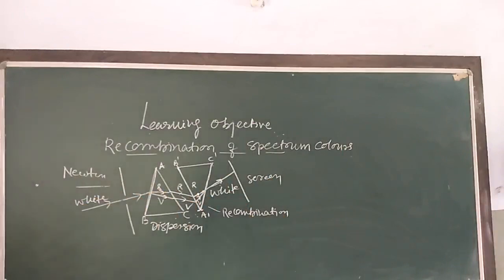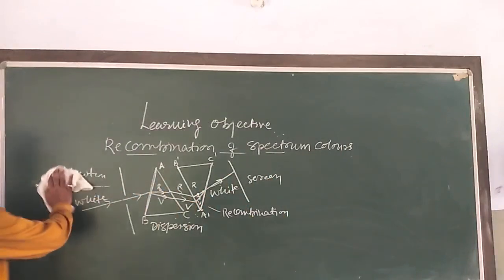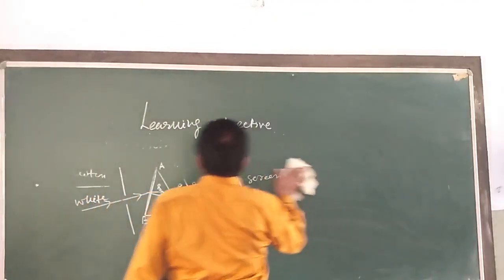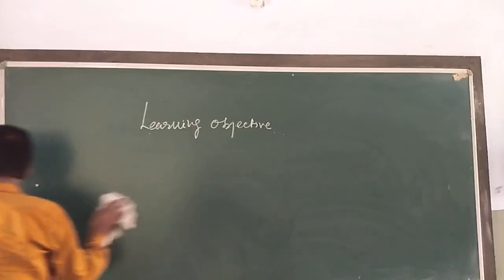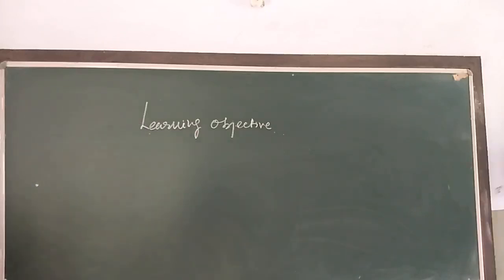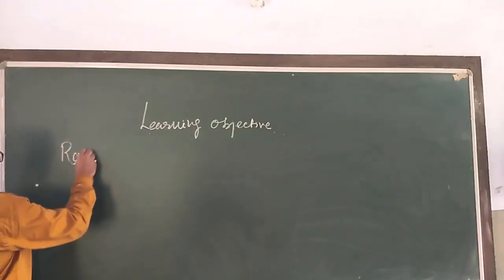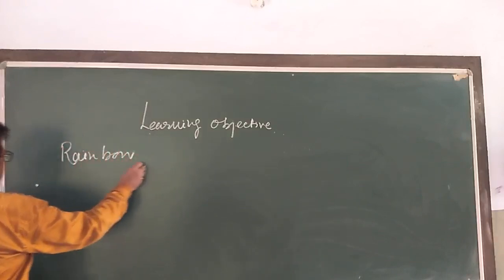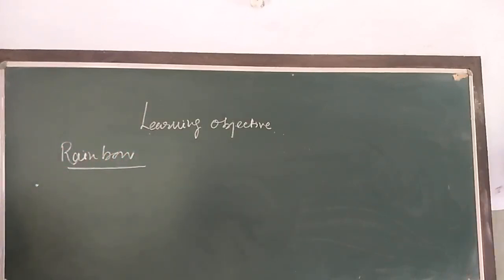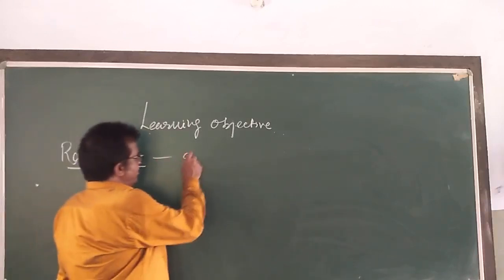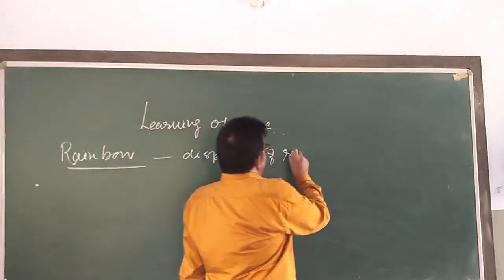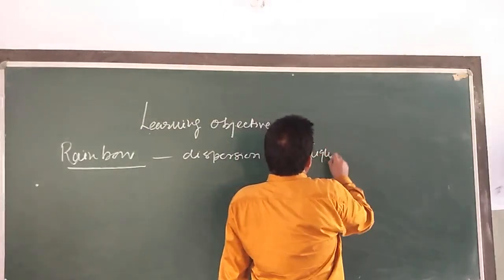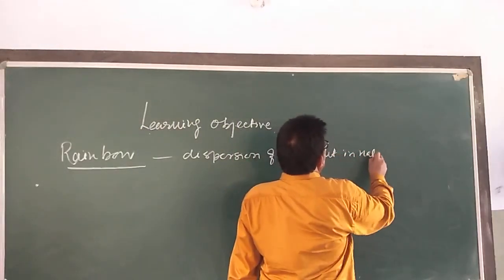Then, my dear children, what is a rainbow? Another article that we are going to learn here. What do you mean by rainbow here? The rainbow is the best example of dispersion of sunlight in nature. We can see it in the rainy season.